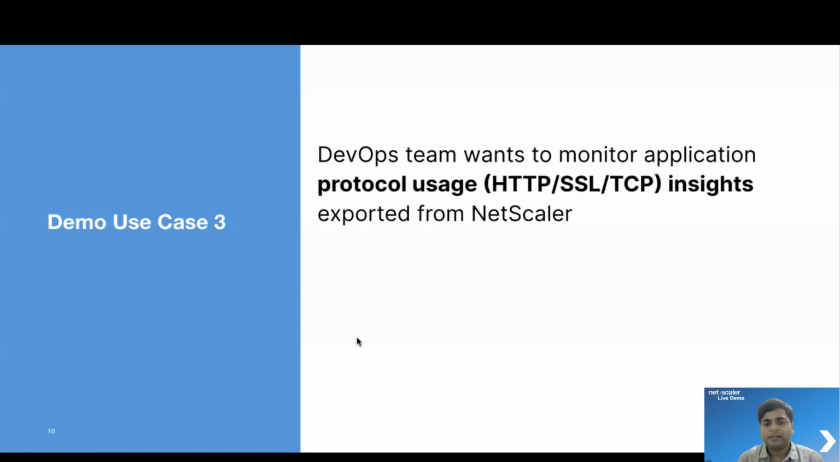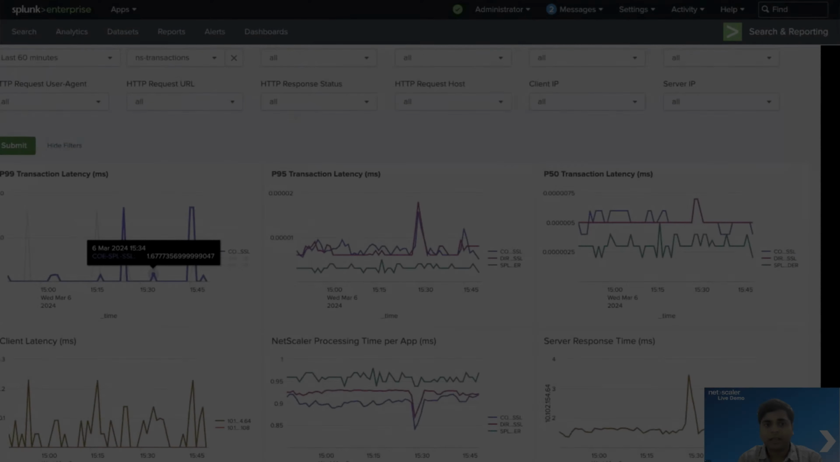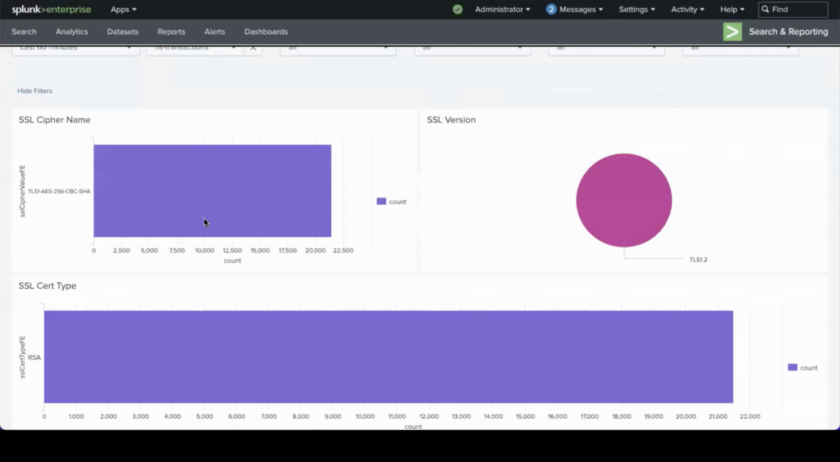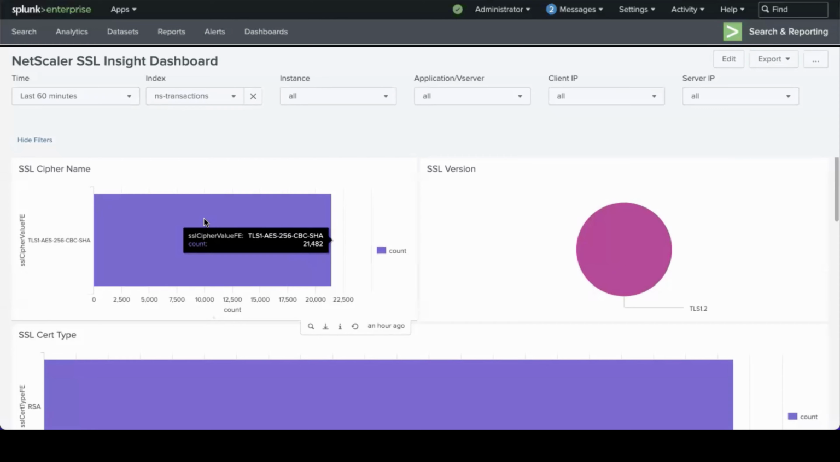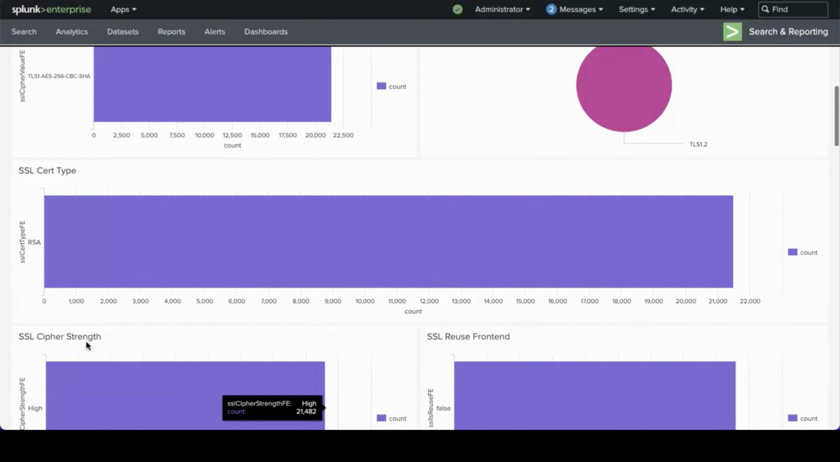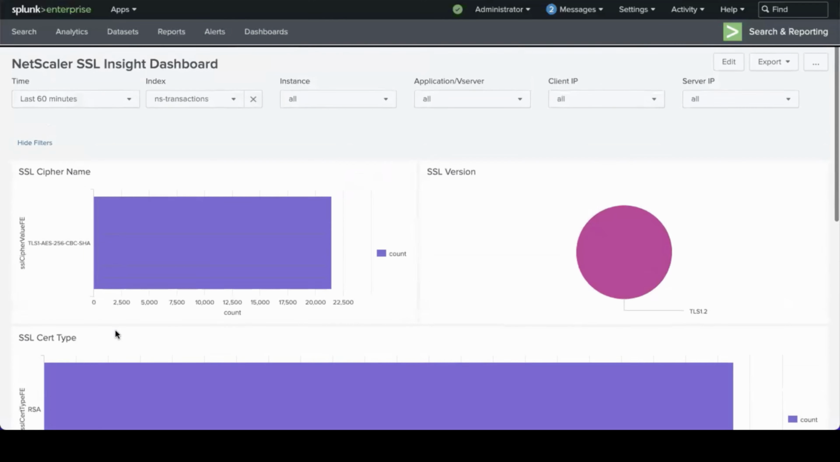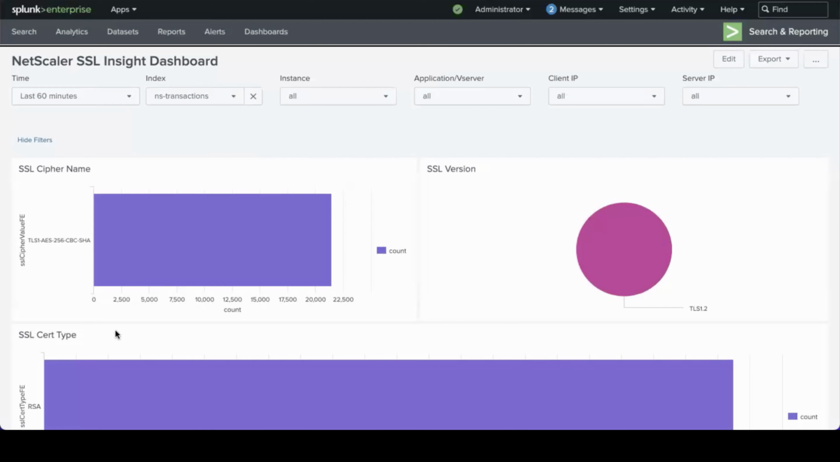The third use case is about our protocol usage. As I was mentioning, I was just focusing on HTTP. Let me talk about the SSL insights. So there are some SSL insights, right? Like I want to know, how is my SSL handshake happening? Are there any errors? Is my cipher suite A plus rated? Is there any error during the SSL handshake? And what is the strength of my cipher? All this information we can collect on behalf of your application from the NetScaler and provide it to Splunk, where you can build your own dashboards and make decisions on SSL.